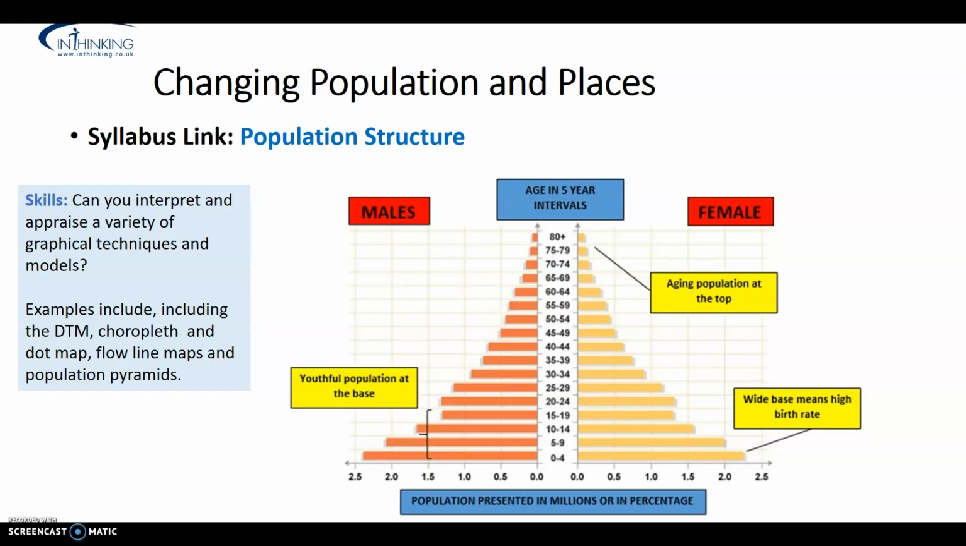But the population is shrinking right the way through here, with only a small percentage of people getting into the 75 plus age group. So yeah, referring to specific trends in a population pyramid as well as its general shape is really important.